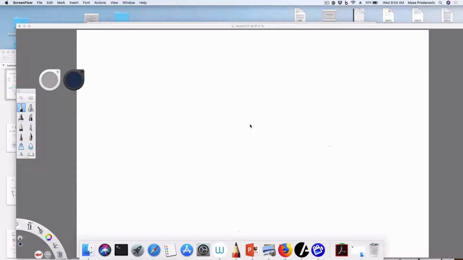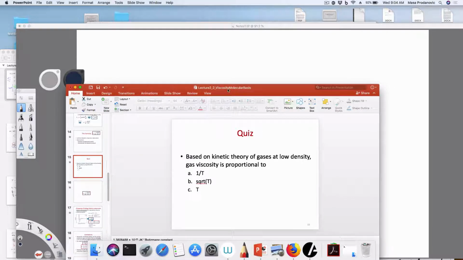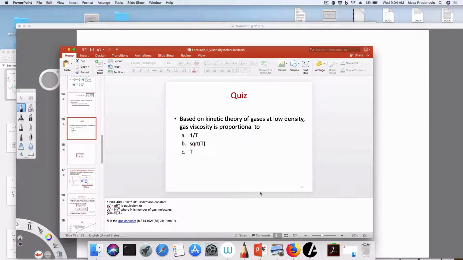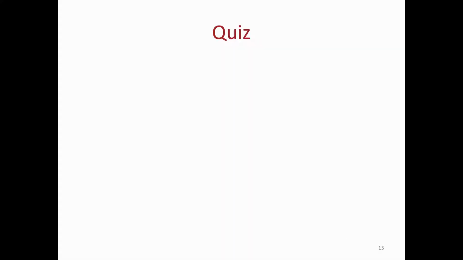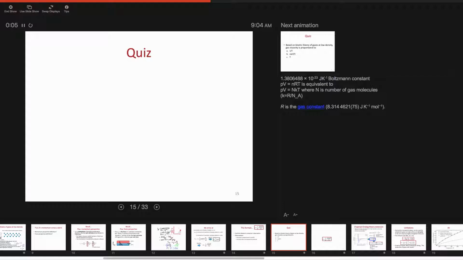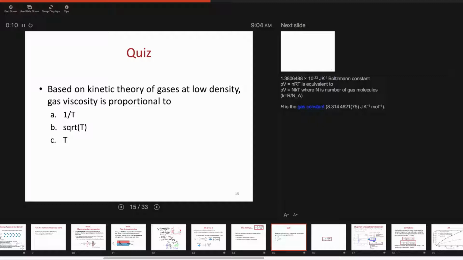There's one thing that I'd like you to remember. If you remember the question or whatever you remember from the derivation, okay, and then I need to swap this place. There we go. All right, so quick quiz based on the kinetic theory of gases at low density. What is gas viscosity proportional to? Square root of T. All right, so you remember something. Cool.